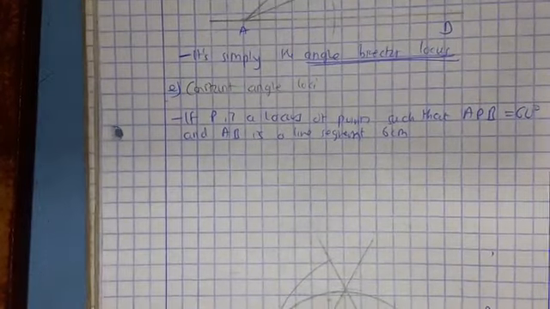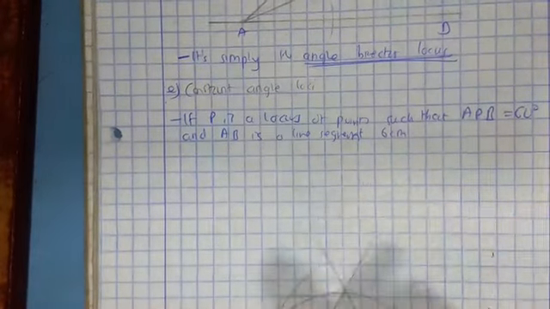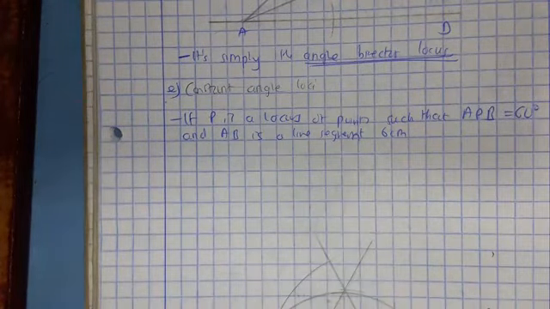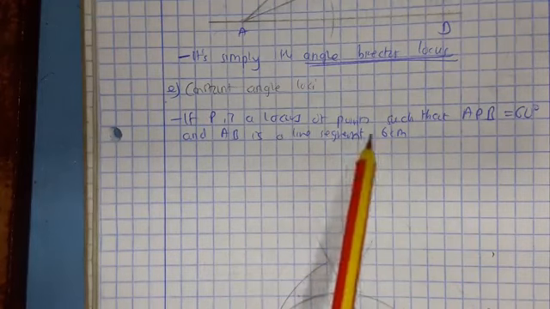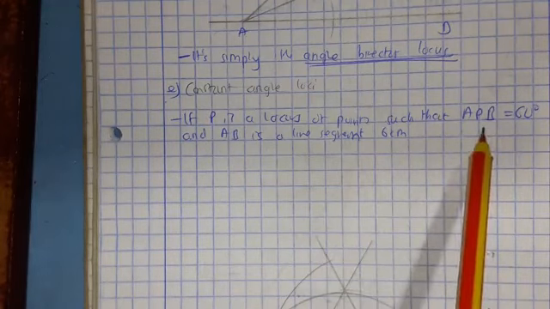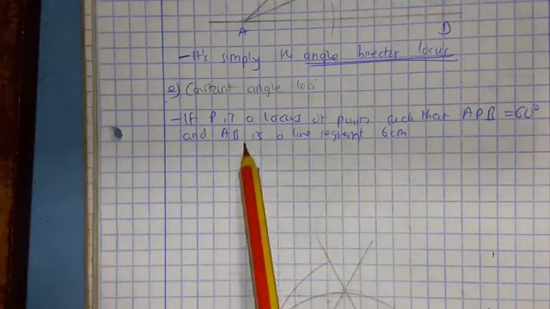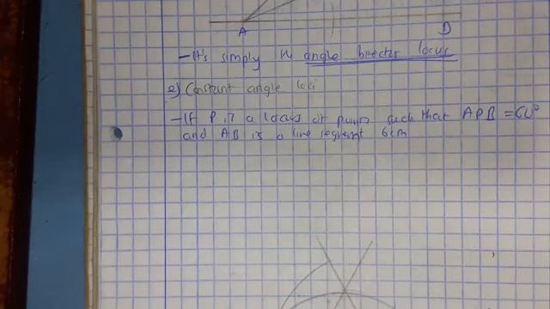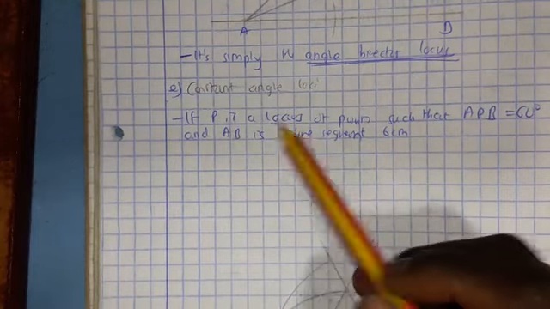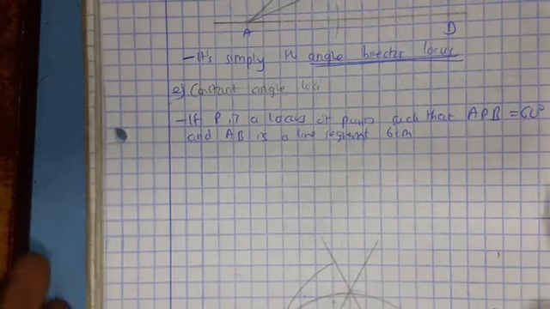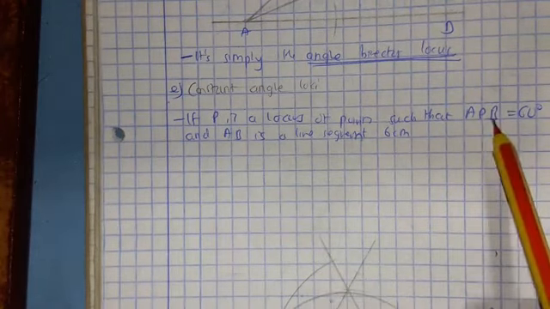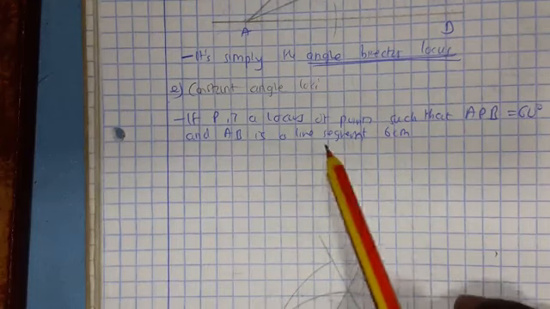Now from here, we didn't cover them in the previous tutorial, but we shall be able to add them here. We have constant angle loci. In this case, if P is a locus of points such that angle APB is 60 degrees, and AB is a line segment of 6 centimeters. So notice we have P as a locus, and it's being restricted in its movement by angles and a triangle. So what does it mean?